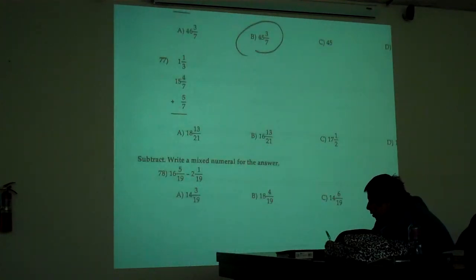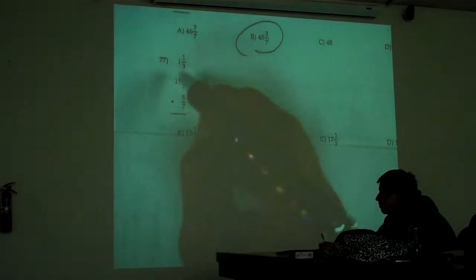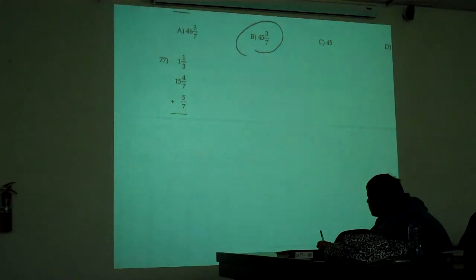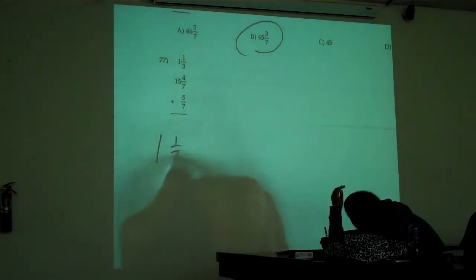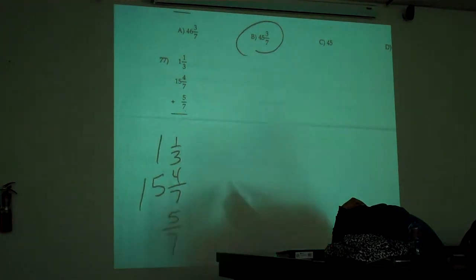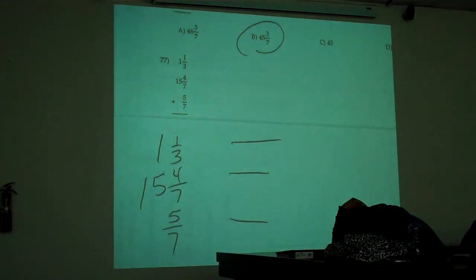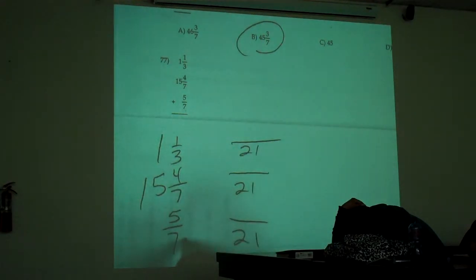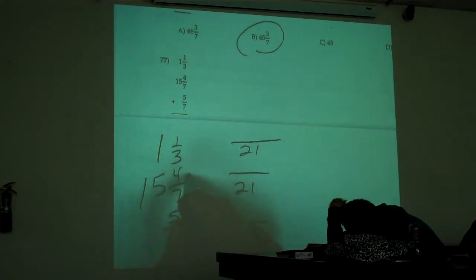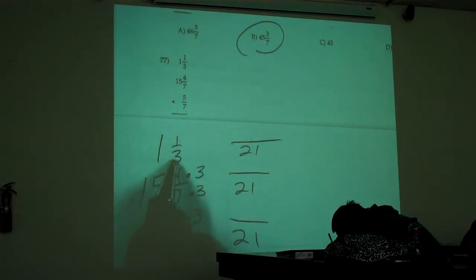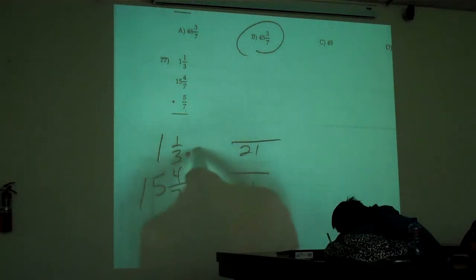Okay, the next one does not have a common denominator. We have 3, 7, and 7. We use common denominator as 21. We have 1 1/3, 15 and 4 sevenths, and then 5 sevenths. We're going to use the common denominator of 21. The sevens will be times 3. 7 times 3, so we do the top times 3 also. The 3 was times 7.